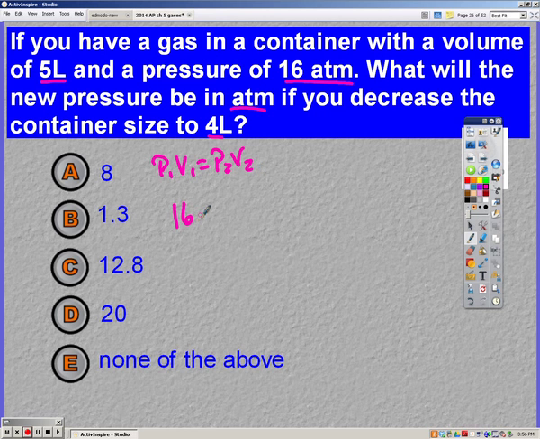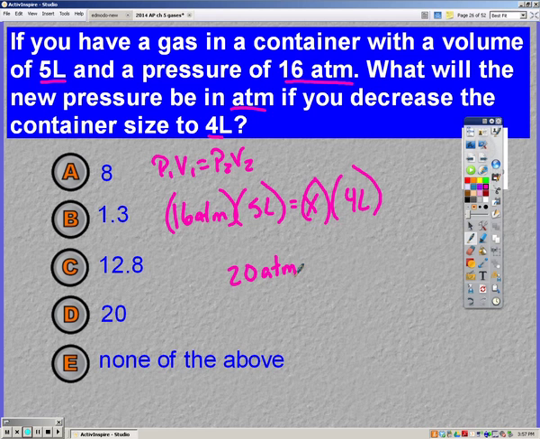So we have 5 liters, 16 atm is equal to 4 liters and an unknown pressure. Our volume went down, so our pressure should go up. And it does. It goes to 20 atm.